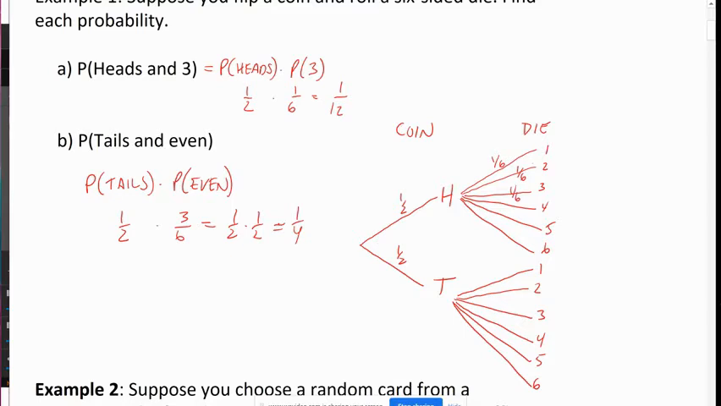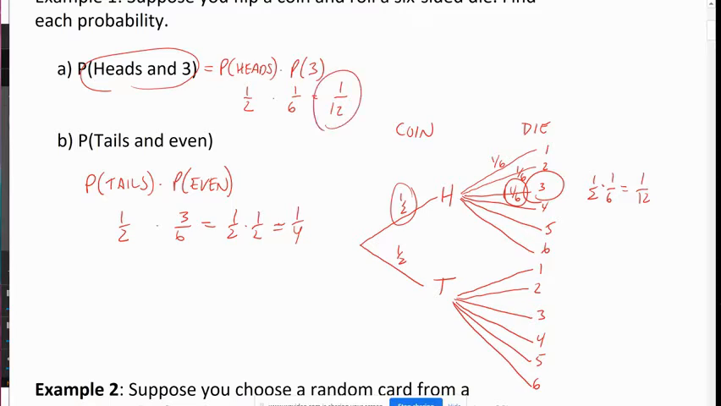3 is 1/6, and so on and so on. So if I want the probability of rolling heads and a 3, that's this outcome right here. All we do is multiply these probabilities: 1/2 times 1/6 equals 1/12. So the probability of rolling a heads and a 3 is 1/12, the same answer we got up here.